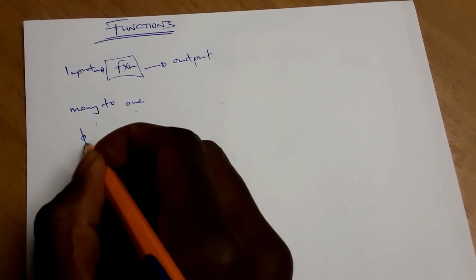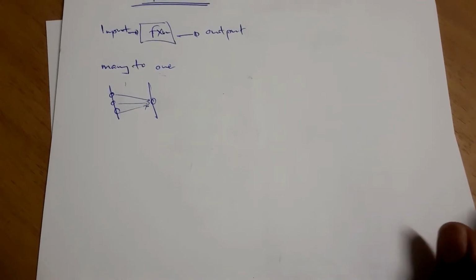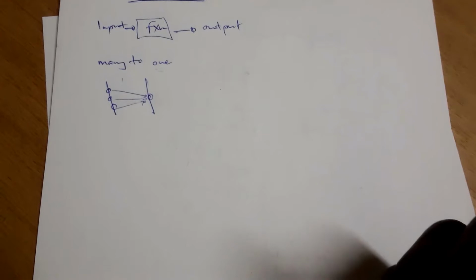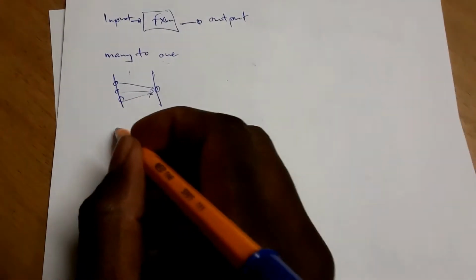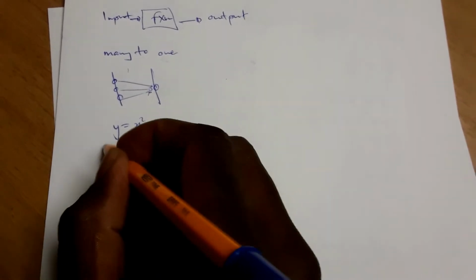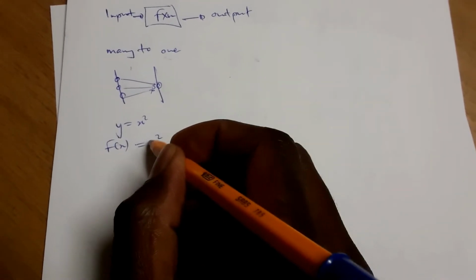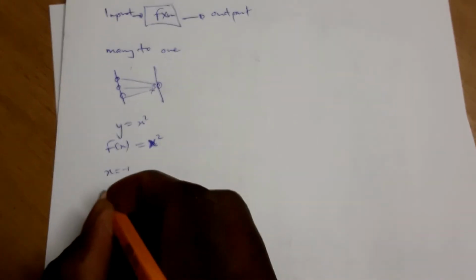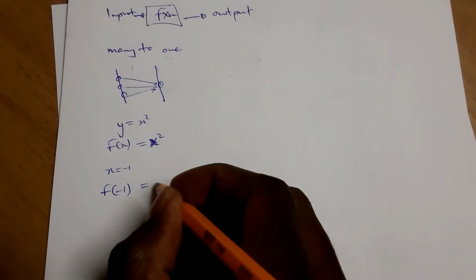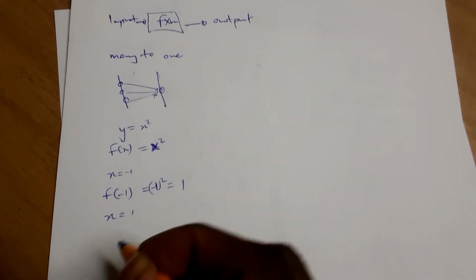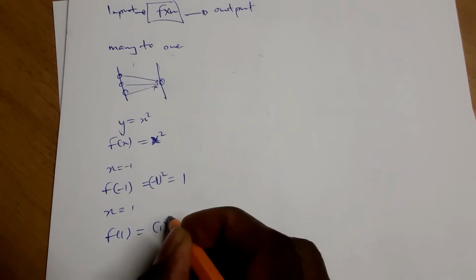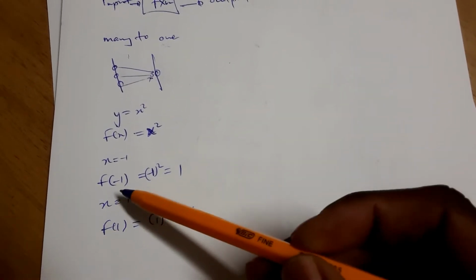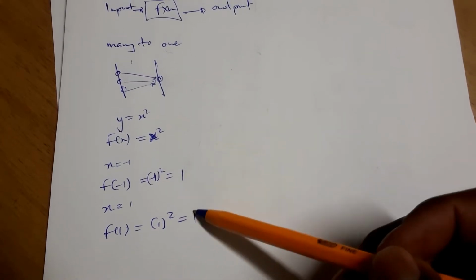Like for example, we have these inputs, right? This can be mapped into one output, right? And mostly these many to one functions, they are even functions. For example, we have y is equal to x squared, which is, let's write it in the form f of x is equal to x squared, right? If x is equal to -1, we have f of -1 is equal to -1 squared, which is equal to 1, right? Then when x is equal to 1, we have f of 1 is equal to 1 squared, which is equal to 1. So we see we have put two different inputs, but we have one output.